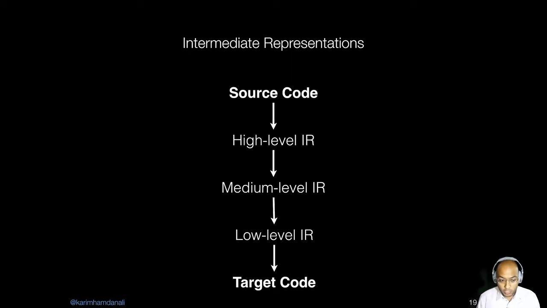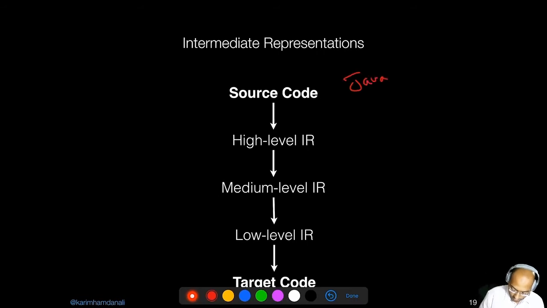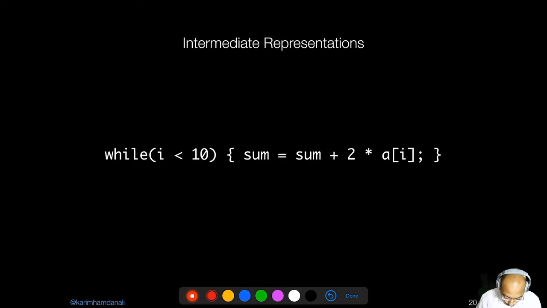All right, so intermediate representations in general follow this kind of hierarchy. You start from the source code, and you go all the way to the target code. This could be, for example, Java as the source and x86 as the target code, just to give some concrete examples. Then in between the source code and the target code, you may have a high-level IR, a medium-level IR, and a low-level IR. We're going to see what it means to have each of these, and the different trade-offs between them.